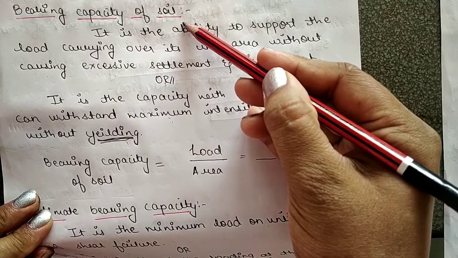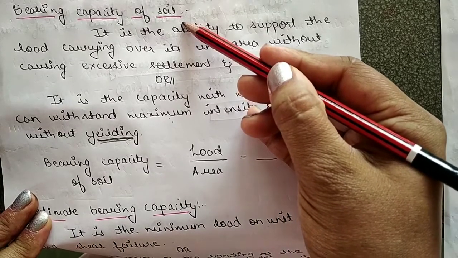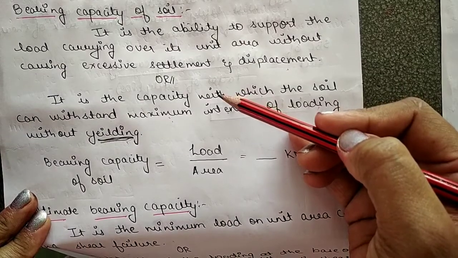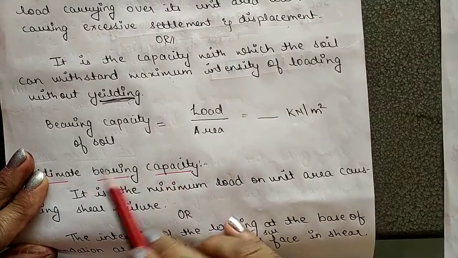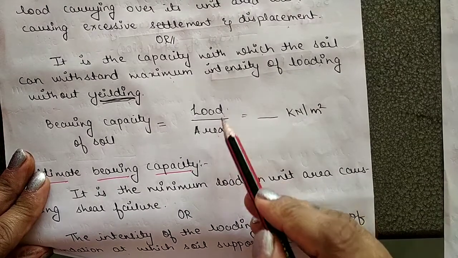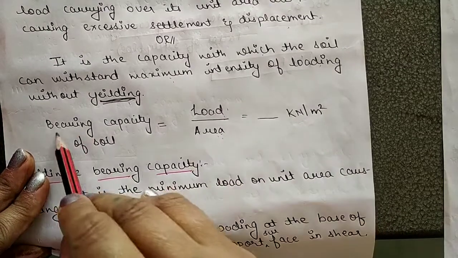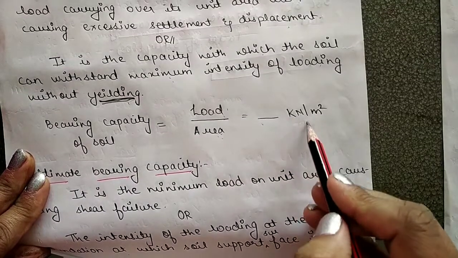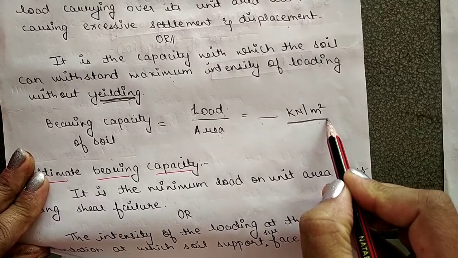Why? Because if you overload the soil, if the load coming on the soil is too high, it will cause failure of the structure. So, understanding this concept becomes very necessary for you. Now let us understand the formula to calculate the bearing capacity of the soil, which is load by area. Whatever load is coming to it and whatever is the area beneath the foundation. It is always expressed in kilonewton per meter square, which is the unit to measure bearing capacity of the soil.